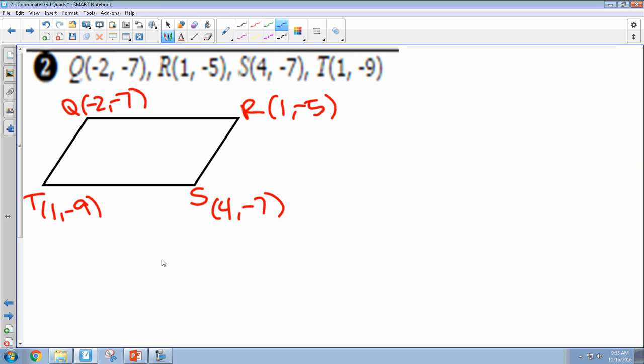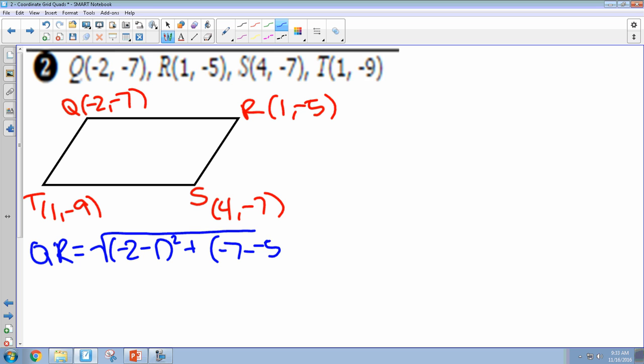Okay, so you should have already had time to do this. If not, go ahead and pause it. QR is the first one that I'm going to find. QR is (-2 minus 1) squared plus (-7 minus -5) squared. -2 minus 1 is 3, squared is 9. -7 minus -5, those cancel, so that gives you 2, so this is 4. This is the square root of 13.